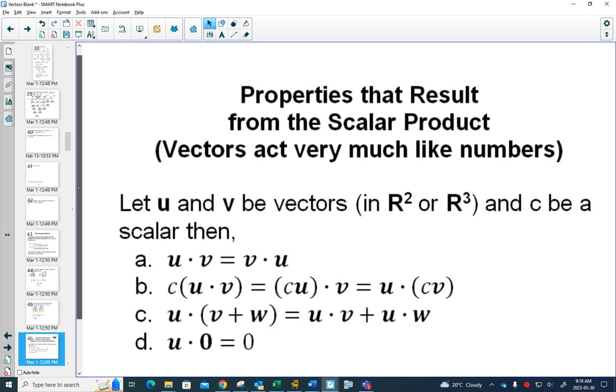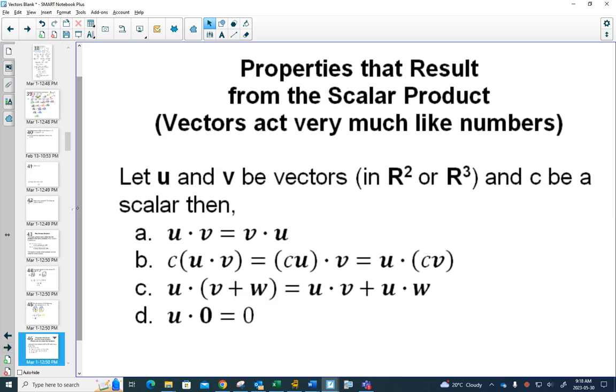So let's look at some of the properties of the scalar product. In this case, if you do the dot product or the scalar product, because you're multiplying corresponding things and adding them together, the order doesn't matter. U dot V is the same as V dot U. If you have a constant out in front, you could put that constant into one of them, and it wouldn't matter which one you did.